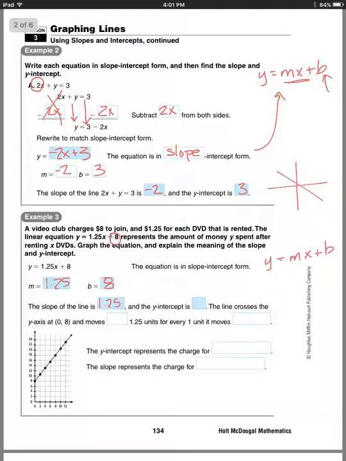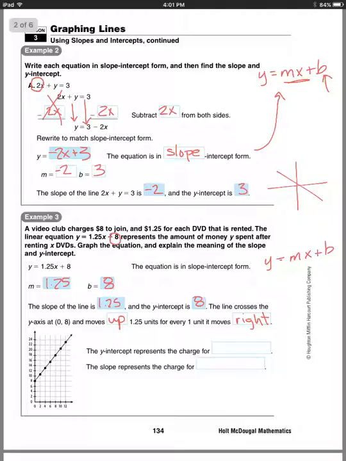And the y-intercept is 8. The line crosses the y-axis at (0, 8), because at the y-intercept, the x is 0 when the y is a number, and moves up 1.25 units for every 1 unit it moves right. Because it's a positive slope, it always goes up, and it always moves right when we run.